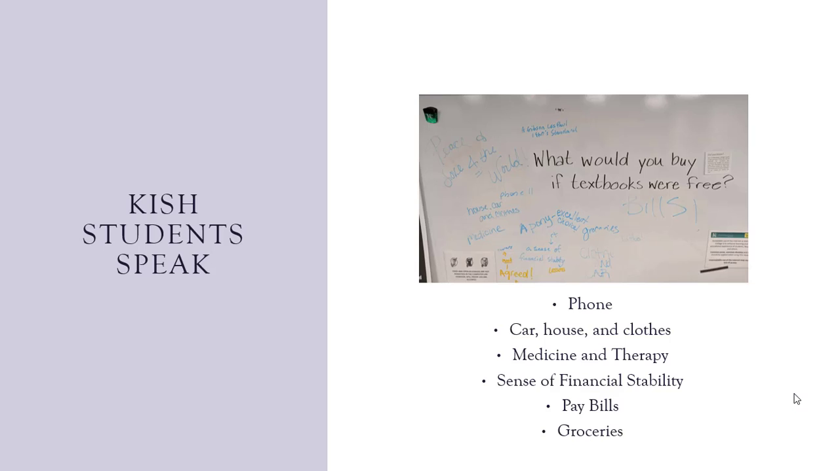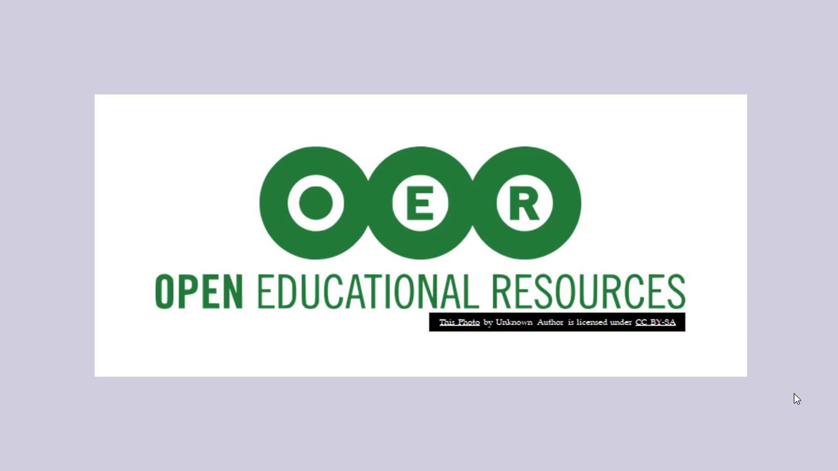Kish Library staff asked our students what they would buy if textbooks were free. Some of their answers were a little silly, but most were quite revealing. They would buy clothes, food, medicine, and feel a sense of financial stability. We need to do what we can to lessen the cost of textbooks and course materials for our students, which will, hopefully, result in our students being more successful while they are here at Kish.